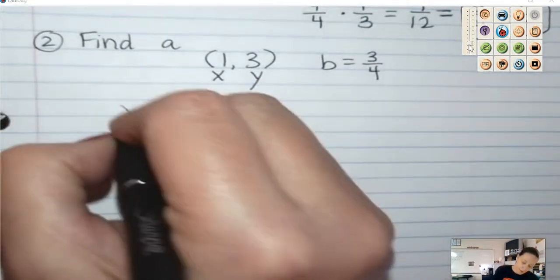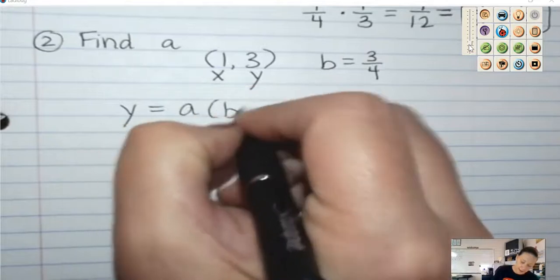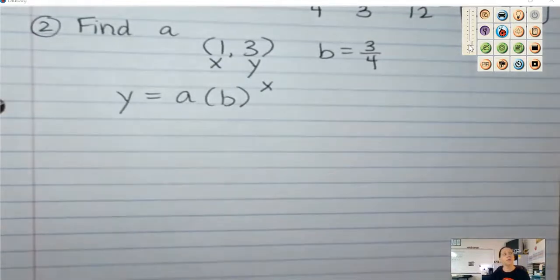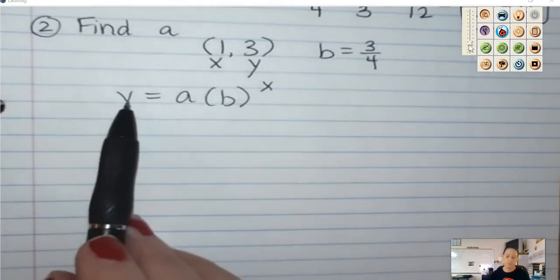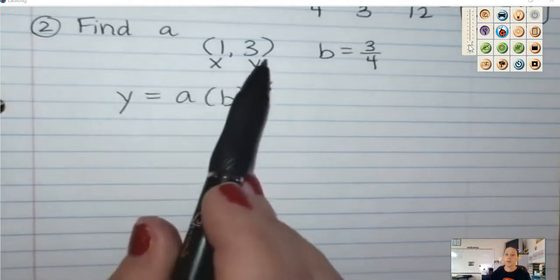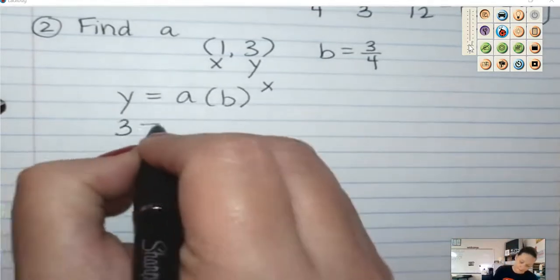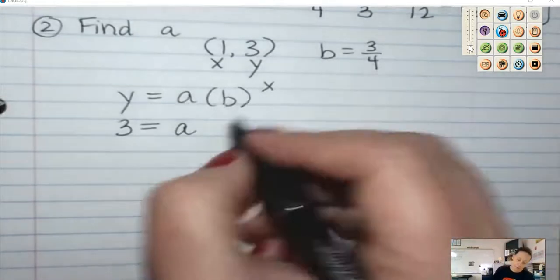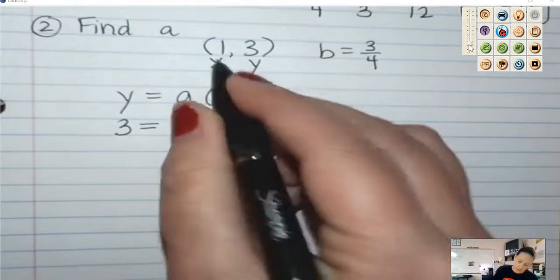Okay, we're going to take y equals A times B to the x power, and we're going to substitute in 1, 3, and 3/4. So go ahead and substitute in the x, the y, and the B. So rewrite that equation with A as the only letter. So y is really the number 3. A I don't know, so keep the letter A there. B is 3/4. X is a 1.